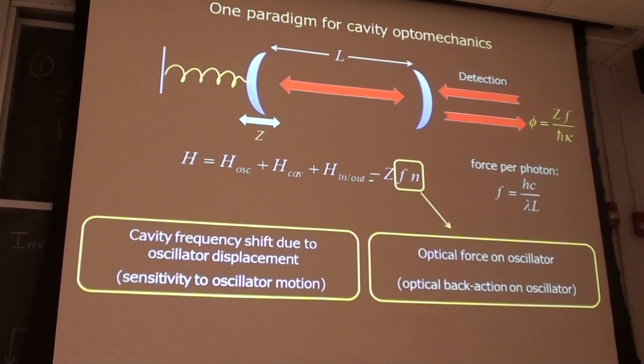If I just group the terms differently, I see that the mechanical system is subject to a force, and the force is proportional to the number of photons in the cavity. F is now the per-photon force. When I make a measurement with light, where, for example, at the end I'm going to measure the phase of an optical field in order to measure the cavity resonance frequency, I necessarily have an uncertainty in the number of photons that I'm using for that measurement.